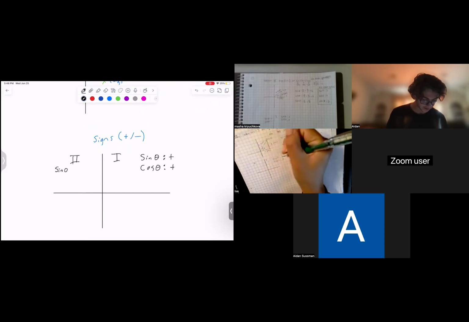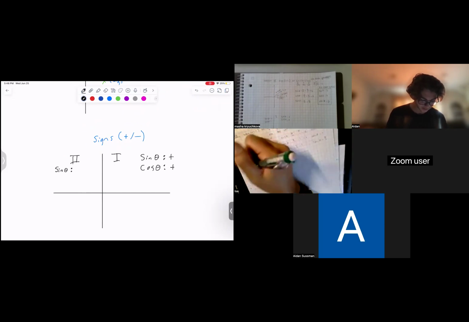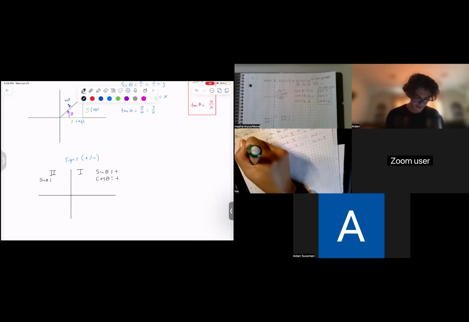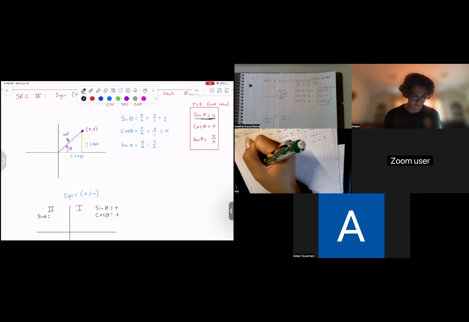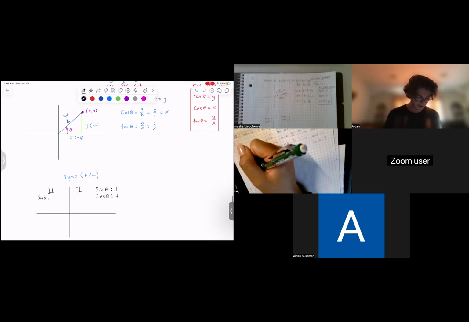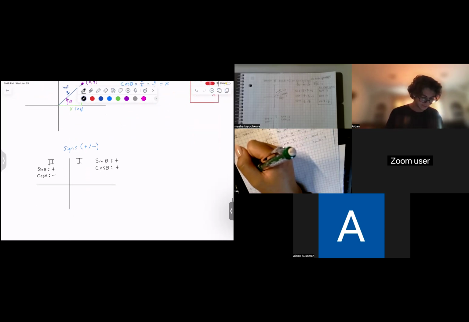So sine of theta must be what? Positive. But what is sine of theta the same as? Y. And if sine of theta equals y, and we said that y is positive, well, then sine of theta is also positive. What about cosine of theta? Is that one positive or negative? Negative. Why? Because it's the x. Exactly, and it goes on the other side.